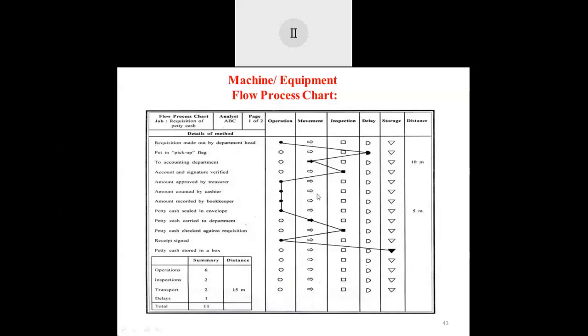Then transport. Transport means movement, in arrow symbol. So how many transports or movements are there? One, two. Same way it is written two. Then delay is one. And total distance moved is 10 plus 5, 15. So total 11 activities, including inspection, transportation and delay, and it needs to move 15 meters. So this is a machine or equipment flow process chart.